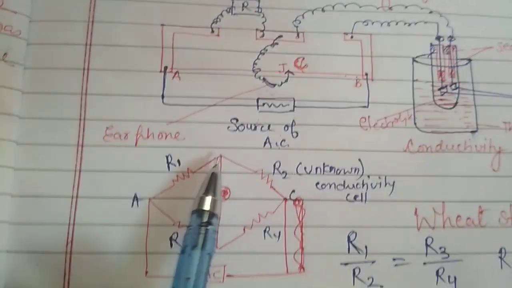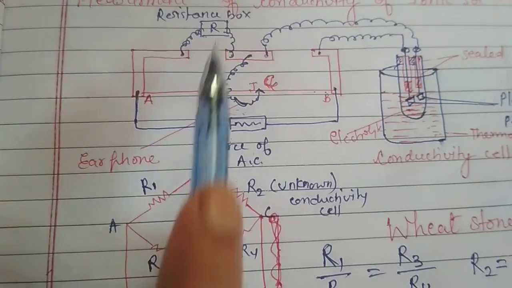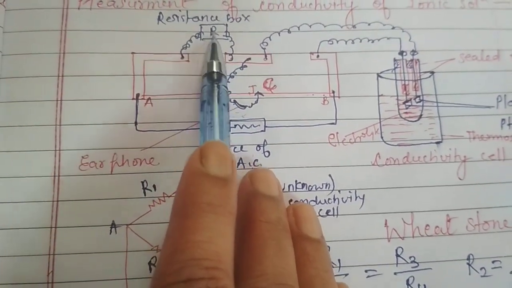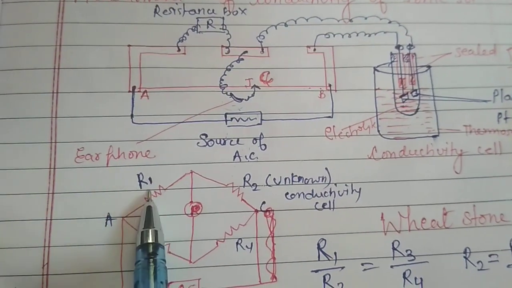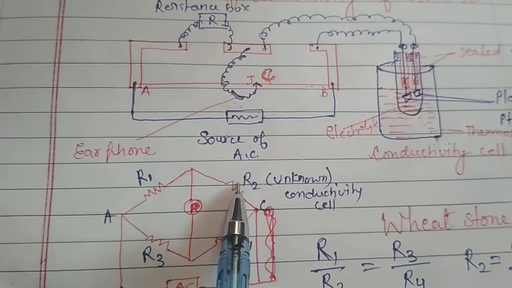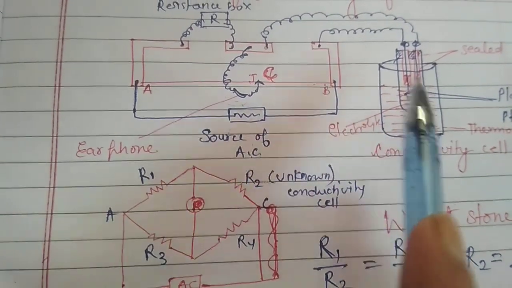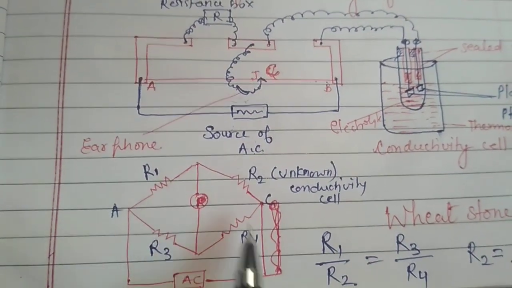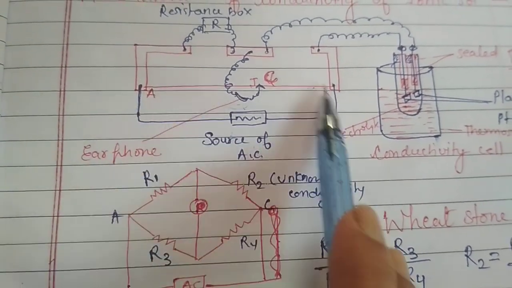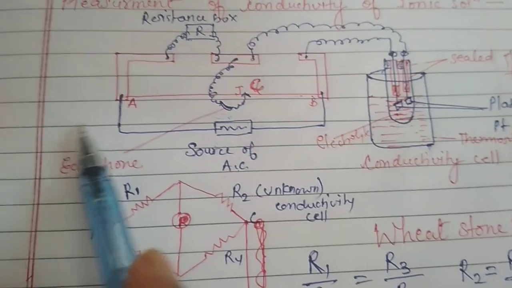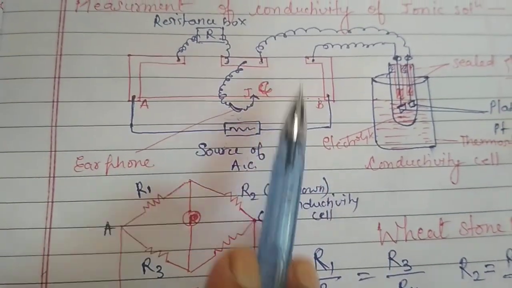Now let's see the principle of Wheatstone bridge. We are having R1. R1 is the value from the resistance box in which we are to take a suitable value of R1, that is a known value. R2 is the unknown value, means the resistance of the conductivity cell that we are to find out. R3 and R4 would be found by finding the null point from this wire. So in the lab what you are to do, you are to arrange this apparatus.